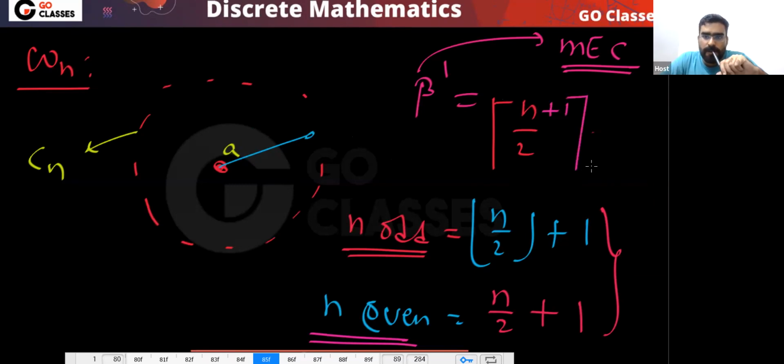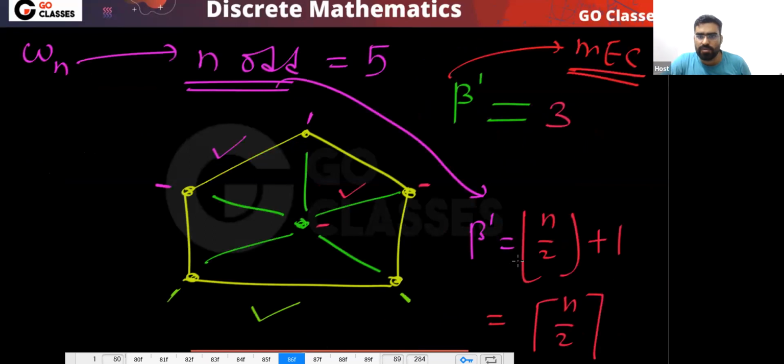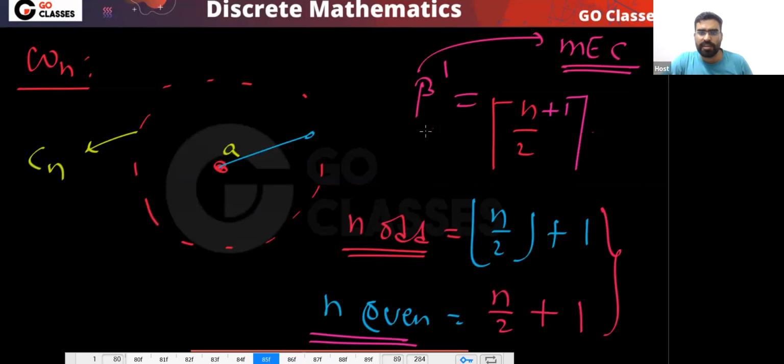Will it work? If you have 5, then the answer is coming to 3. I think this will work, right? N plus 1 by 2. Yes or no? Nikhil, this will work, n plus 1 by 2, because in W n the number of vertices is n plus 1.